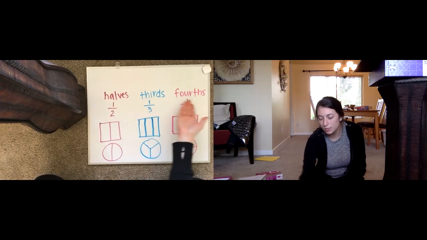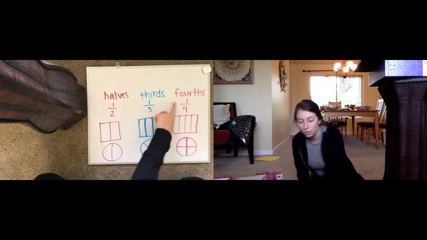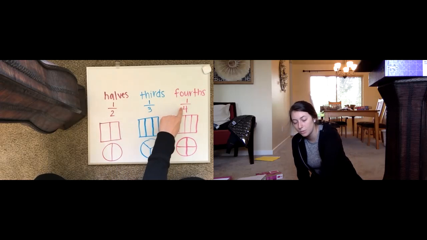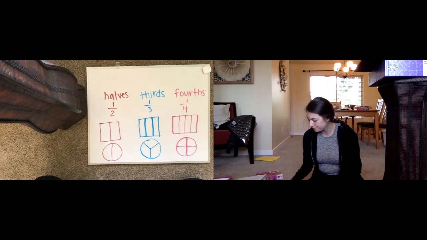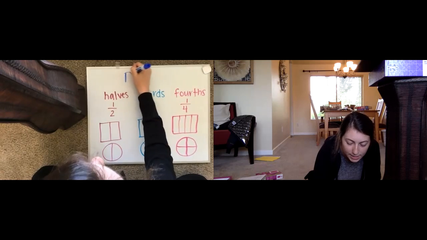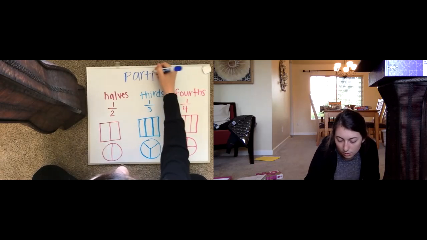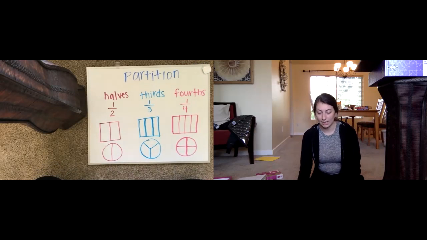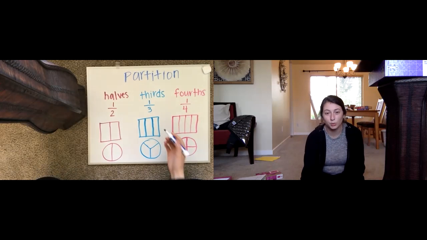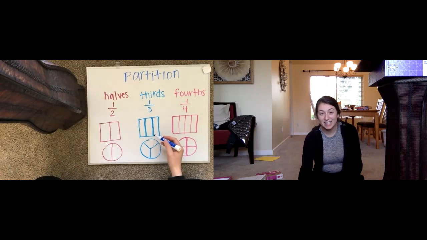So we learned halves, thirds, fourths, or 1/2, 1/3, 1/4. 1 part of 2 equal parts, 1 part of 3 equal parts, and 1 part of 4 equal parts. And then we learned a word, partition. Partition. And again, that means to make equal shares of identical wholes. Okay? And then, so that's what we're doing. When we're splitting these, we're partitioning, which is kind of fun. That's a fancy word that you can use.